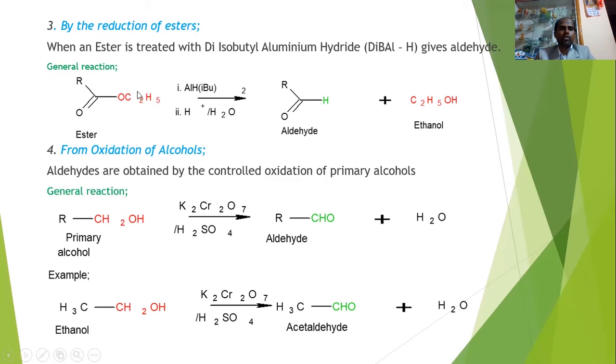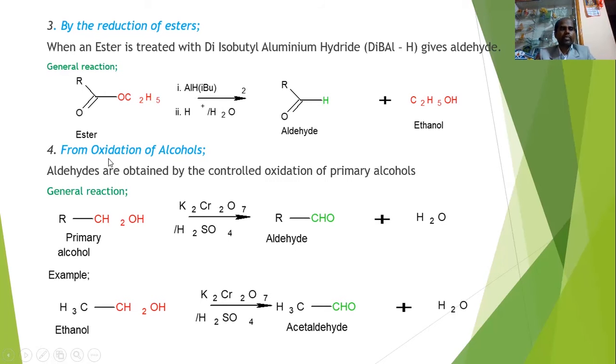COO containing groups are called ester. This ester, when it is treated with diisobutyl aluminum hydride, this diisobutyl aluminum hydride acts as a source of hydrogen. This hydrogen can attack this carbon, and this will go out, forming an aldehyde. Okay, here the byproduct is ethanol. That means ester can be converted into aldehyde in presence of the reducing agent diisobutyl aluminum hydride.